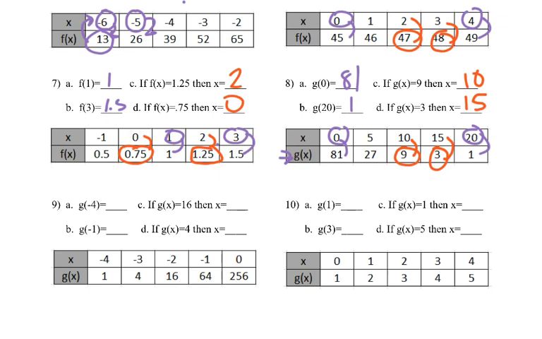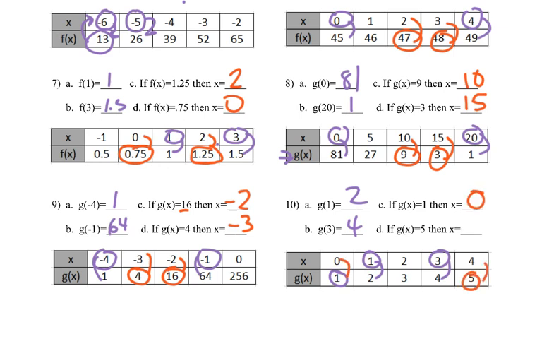Okay, G of -4, so our input is -4, goes to an output of 1. G of -1, our independent variable, gives us a dependent number of 64. Going from an output 16 to -2, the input, and G of x equals 4 goes to -3. And the last one, G of 1 goes to 2, and G of 3 goes to 4. G of x equals 1, so it goes back to 0, and G of x equals 5, going back to 4.